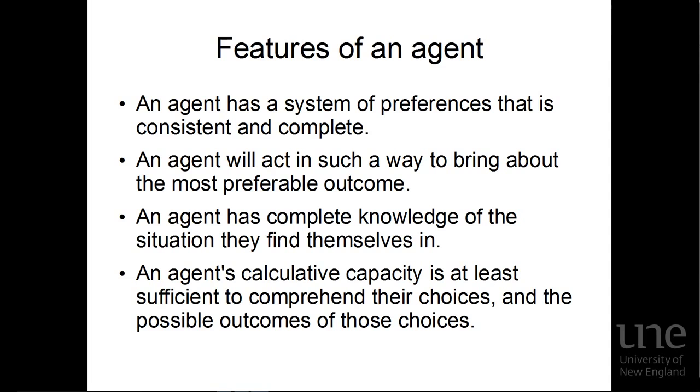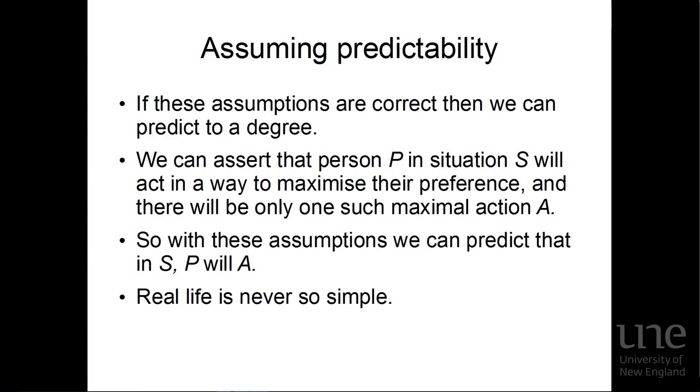So we know that we have to assume that an agent will act in such a way to bring about the most preferable outcome, and they have complete knowledge of the situation they find themselves in. They know all the rules of chess. They don't necessarily need to know all the strategies of chess, but they know all the rules of chess. And we have to assume that an agent's calculative capacity is at least sufficient to comprehend their choices and the possible outcomes of those choices. If they're making moves at random, we can't predict that. They are outside the realm of our cognitive, calculative capacities.